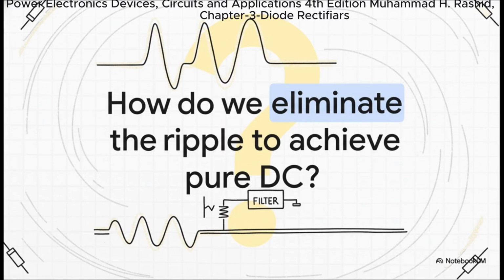Which brings us to our final critical question. We've done the heavy lifting of rectification, but the job's not finished. How do we design a circuit that can surgically target and eliminate that unwanted ripple, finally leaving us with the pure, stable DC our technology desperately needs? That, my friends, is the science of filtering, and it's where the real magic of power electronics truly begins.